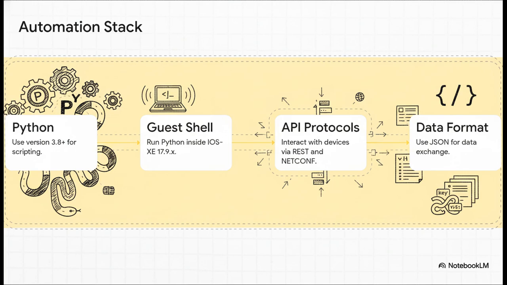It all starts with a modern version of Python. We're talking 3.8 or higher. You'll be running this from the guest shell, which is available on, you guessed it, IOSv 17.9.x. From there, you'll be talking to the device using REST and NETCONF APIs, and you'll be passing data back and forth primarily in JSON format. You see, each layer builds on the one before it.